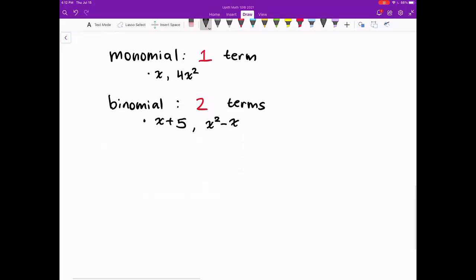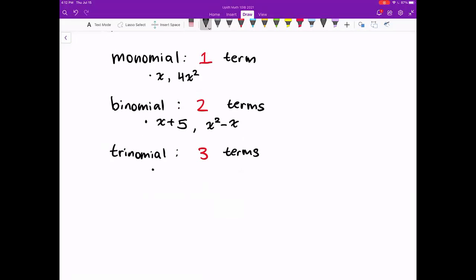And our next definition is a trinomial. As its name suggests, it's an expression made up of 3 terms. An example of this would be like x squared plus x plus 1. And this is also the type of polynomial that you'll encounter the most in high school.